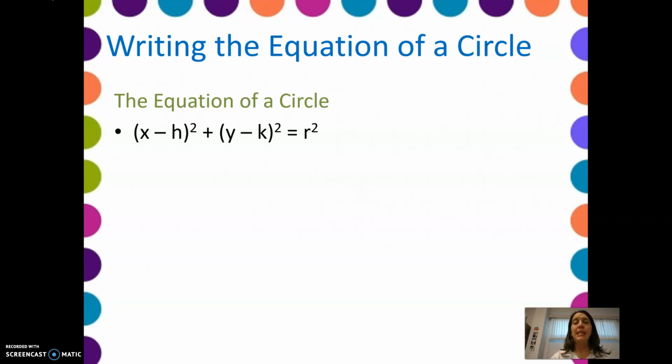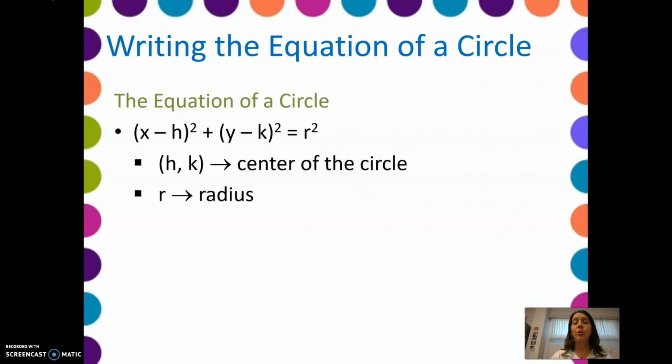Those two new pieces, the h and the k, are going to represent the center of your circle. Where is that middle point of the circle that we can adjust the radius from to get to the outside of our circle? Now, one thing I do want you to pay careful attention to here is that the center, we're going to see in our example, is going to be the opposite of what we see inside of the parentheses. And I'll show you that in our example in just a second. So we have our center that's located at (h, k), and then we still need to know the radius in order to write our equation of our circle.